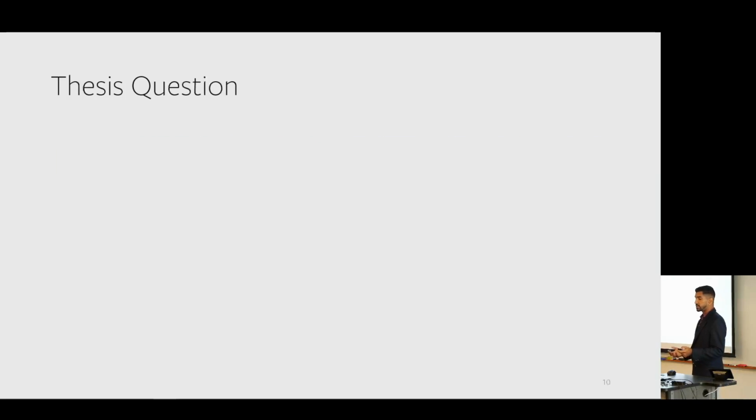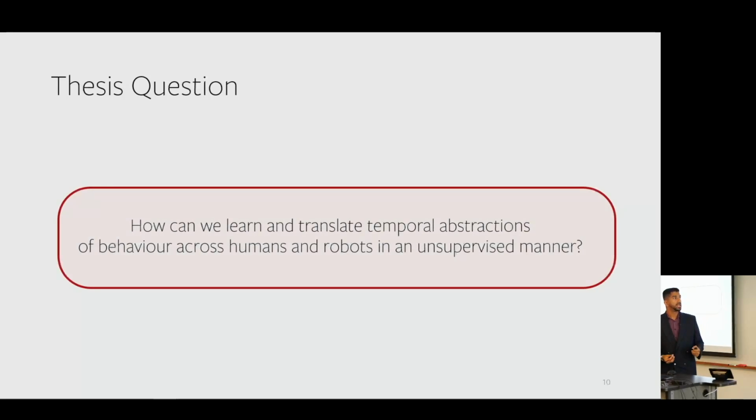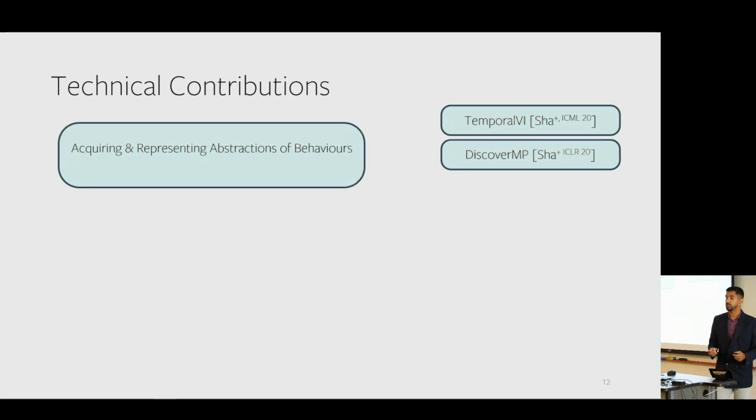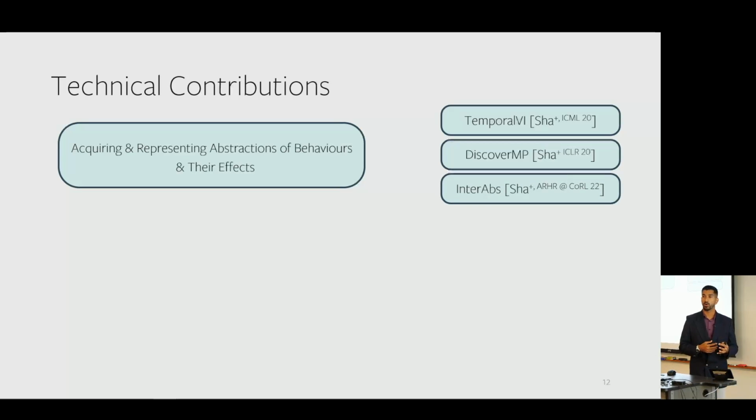More formally stated, the question that I've been trying to answer is how we can learn and translate temporal abstractions of behavior across humans and robots in an unsupervised manner. And I've tried to do this in a few different ways in my thesis. Specifically, I first looked at the question of acquiring and representing abstractions of behavior. And I will briefly present one work that does this and sets up an important piece of machinery that I use throughout my talk.